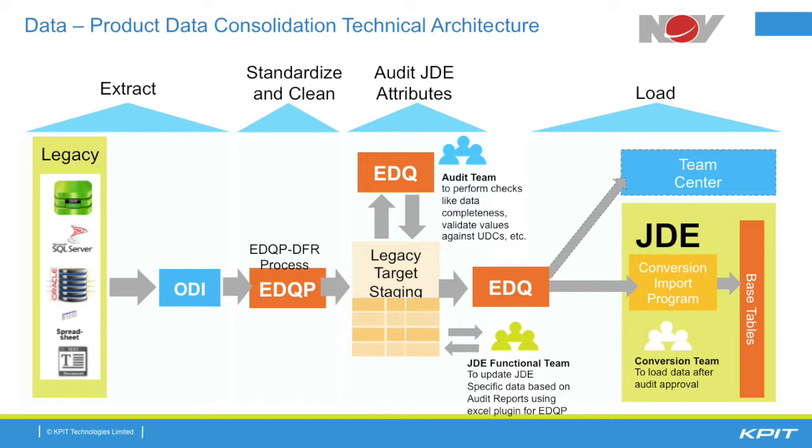Once all of the information is collected on the target staging table and has been transformed, EDQ then loads the information simultaneously to both Team Center and to JDE, and JDE uses a conversion import program to the base table so that implementation is seamless and automated.